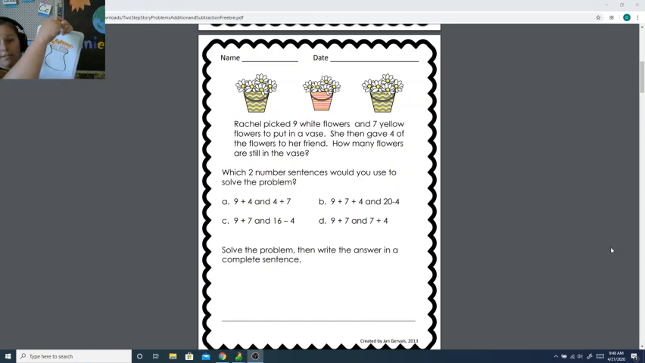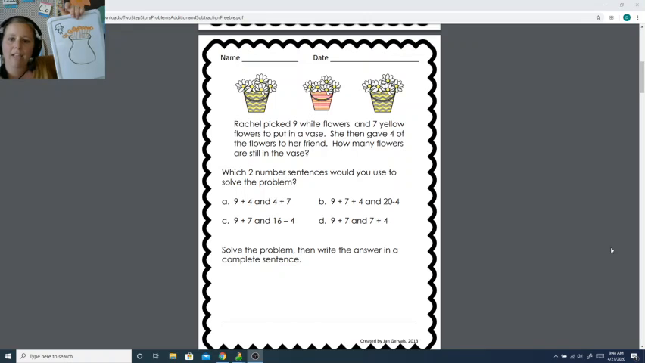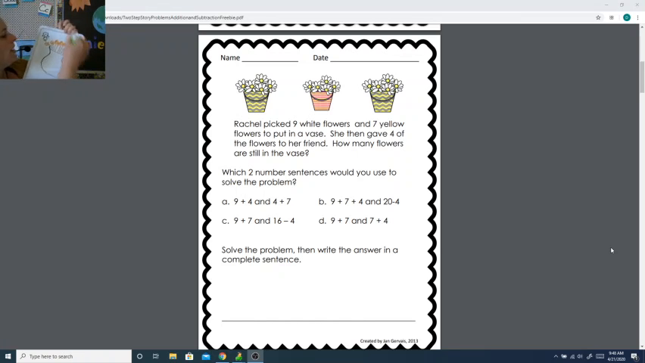9 white flowers. And she's got 7 yellow flowers. And I'm going to use this lighter green because it's yellow green. That's as close to yellow as we're going to get here. So now I'm going to put 7, right? So let me see if I can put 1, 2, 3, 4, 5, 6, 7. So right here I've got my 7 yellow flowers. Okay? All right.